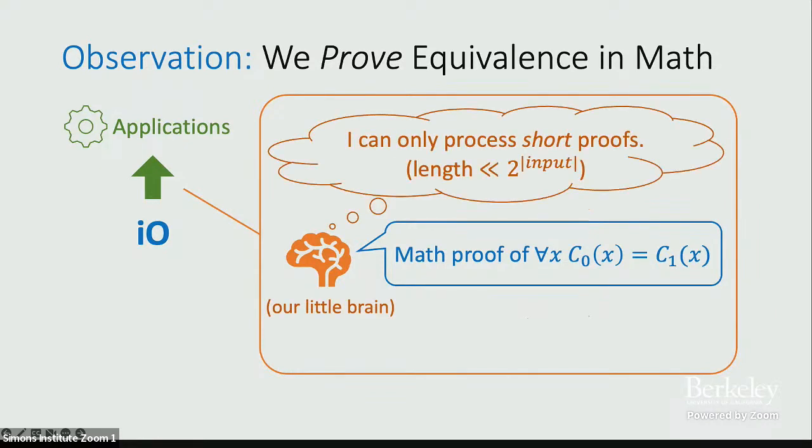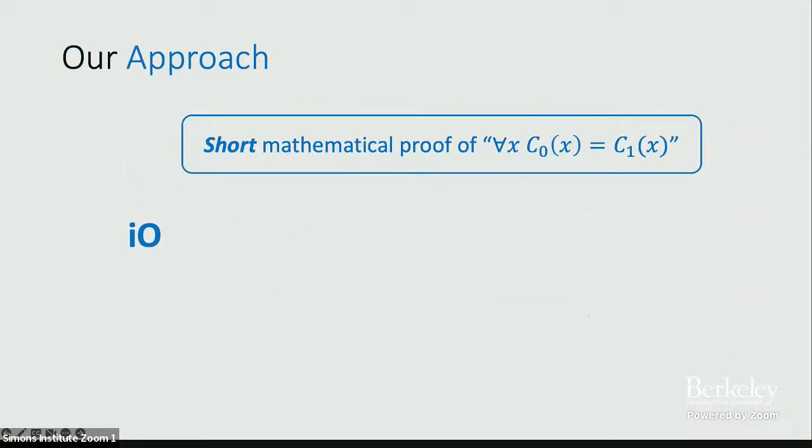And furthermore, I can further assume such a proof has a very short length. In particular, its length must be much shorter than 2 to the input length, because otherwise our brain cannot even have enough time to process it. So in this work, we crucially rely on this short mathematical proof of functionality equivalence to bypass the 2 to the input length rules in the I/O security reduction.